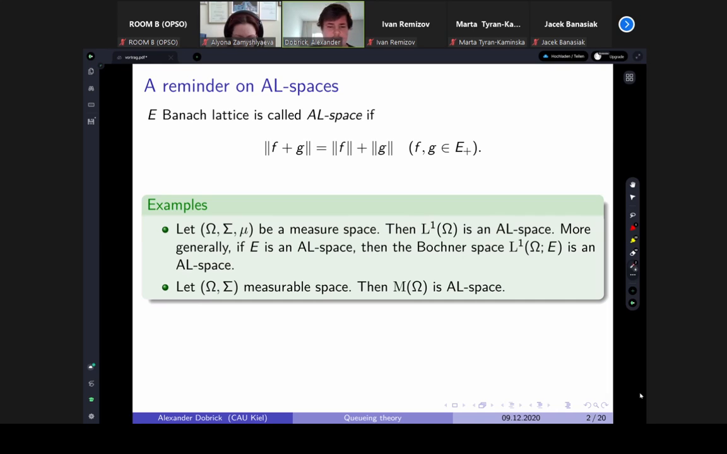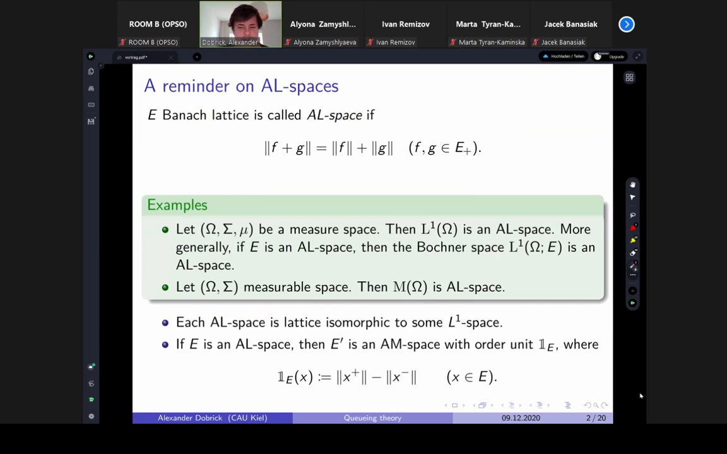Another thing is, if you have an AL space given, then the Bochner space L1 with values in that AL space is also an AL space. Another example might be the measures of bounded variation. So it's just a notion to generalize L1 type spaces, basically.